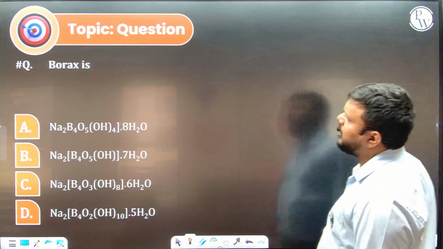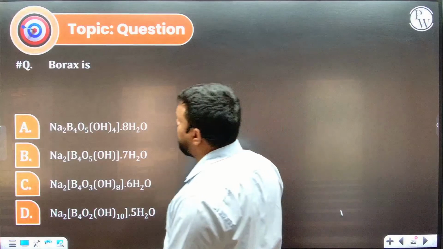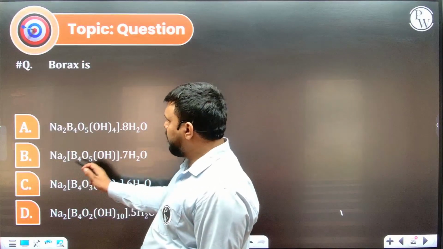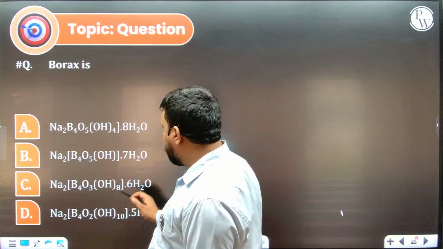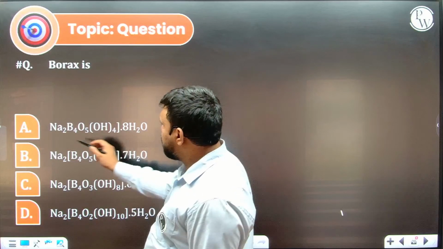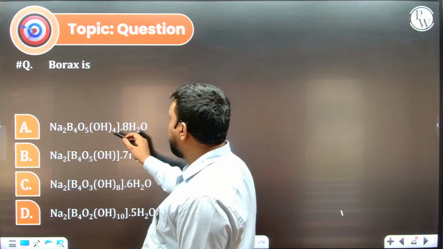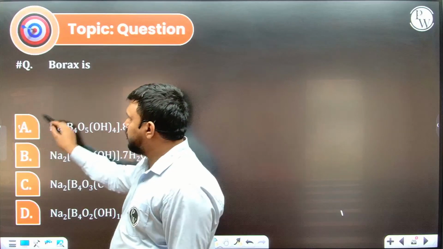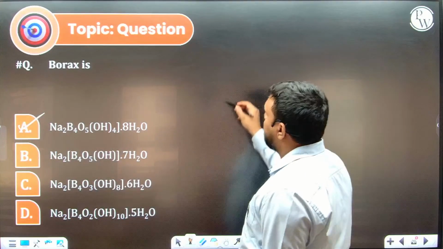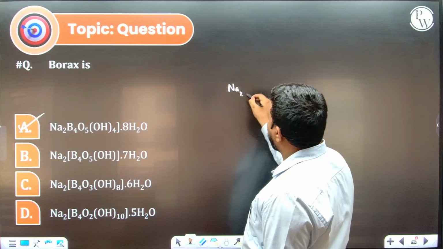Now let us see more questions they have asked. They asked what is the formula of borax. Now only we discussed, it is Na2B4O5(OH)4 times 8H2O. So this is the Na2B4O5(OH)4 times 8H2O. First option will be the answer.